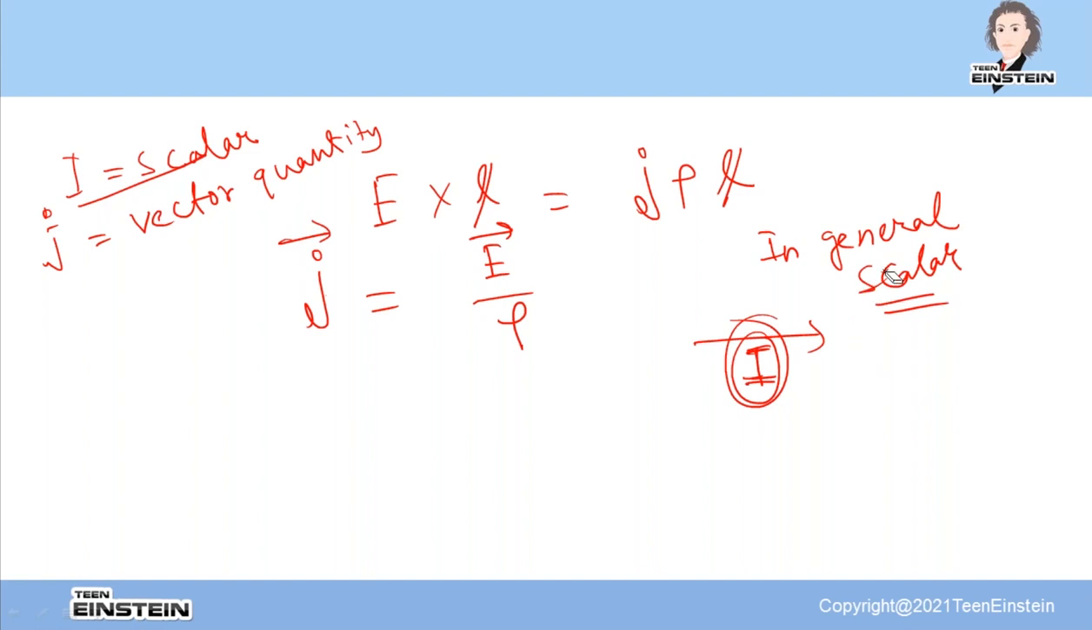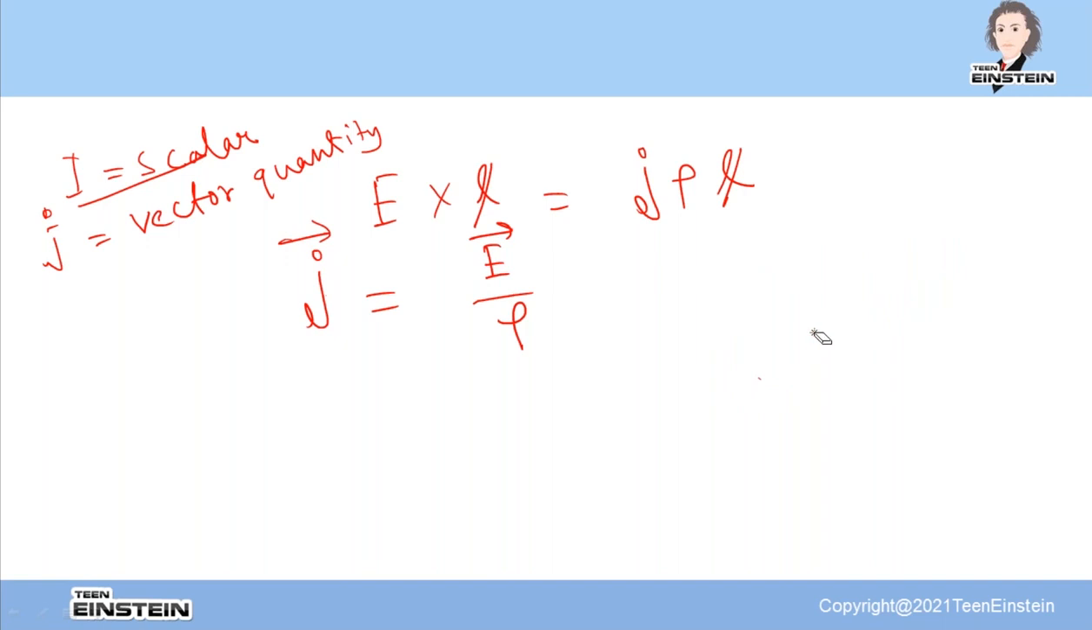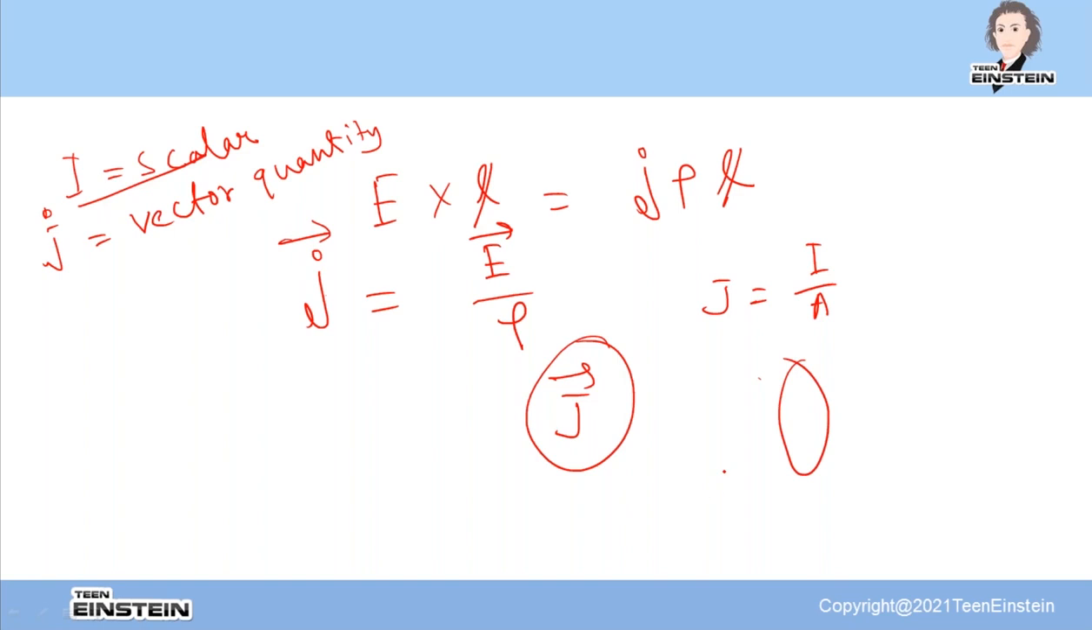So then you might have a question: how come this J is a vector quantity? Why is it a vector quantity? Because we are defining the current density, this J, as actually I by A. That means what? Actually, this is the area. So this current density has a direction perpendicular to A.